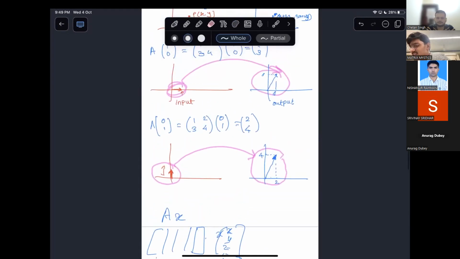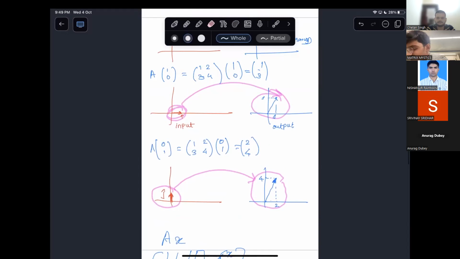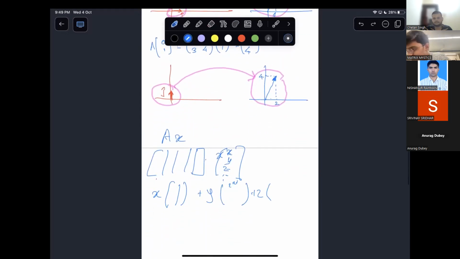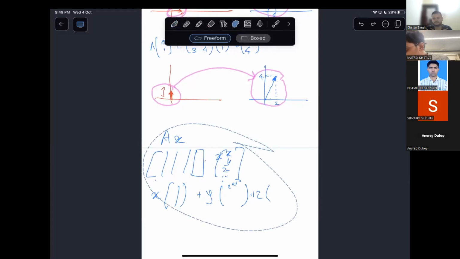Exactly. And we can also observe that this is taking i cap to 1 i cap and 3 j cap in the output plane, the blue plane, and it is taking j cap to 2 i cap and 4 j cap in the output plane. Can we show this in GeoGebra? I think it should be quite straightforward. I'll switch.